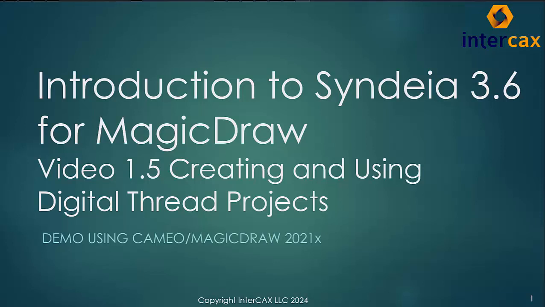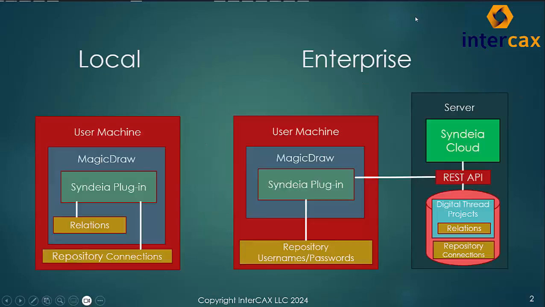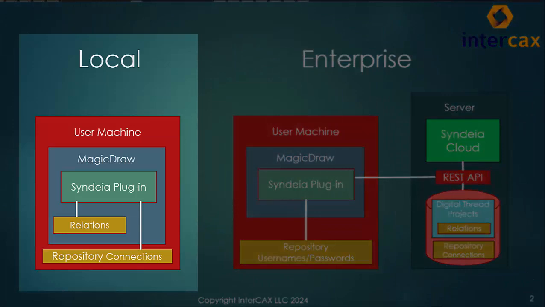In this video, we will demonstrate how the Syndeia Cameo plugin can create and use digital thread projects to manage the intermodal relations it creates. In its earliest versions, the plugin stored these relations locally in the active SysML model. This capability is still available, but it is only suitable in a few situations.